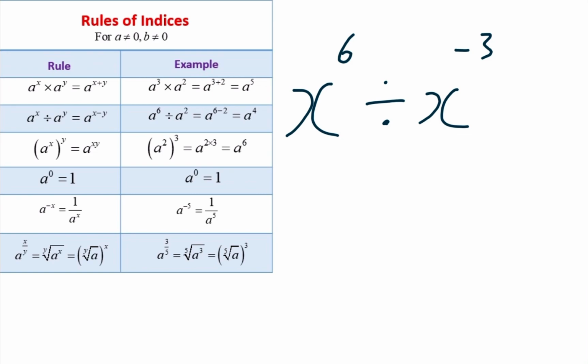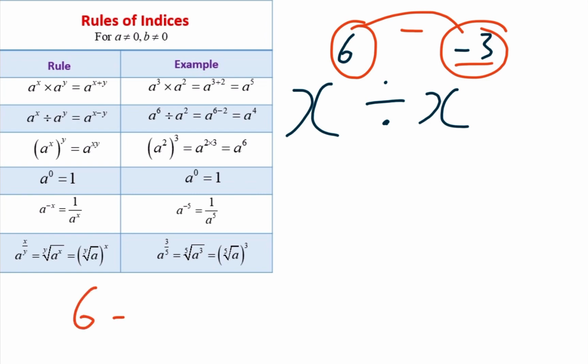Okay, so again, we circle, connect, and put a minus. Now, because there is a negative involved, we do the working out on the side of the exam paper. So then we have 6 minus minus 3, because we have a minus here and a minus inside this circle. So 2 minuses give us a positive. So 6 plus 3 is equal to positive 9. So it's x to the power of 9.